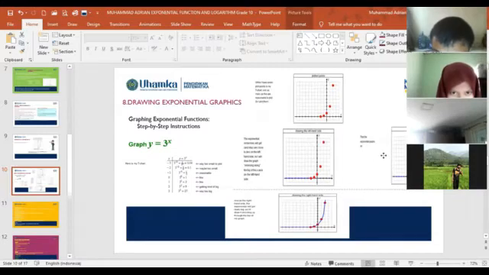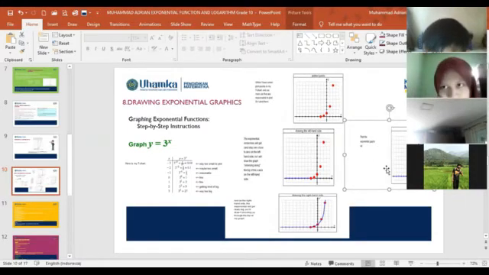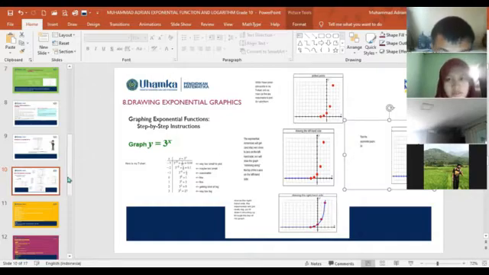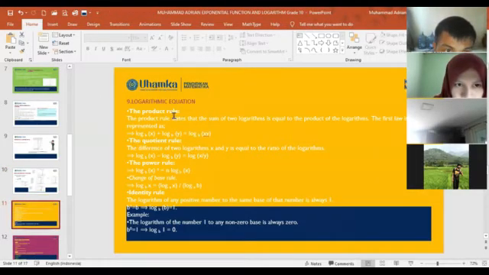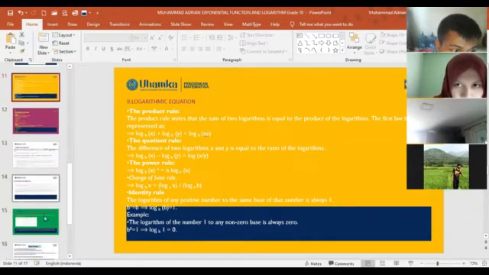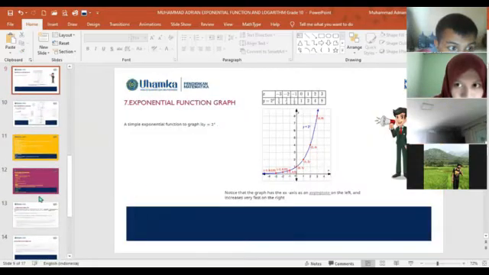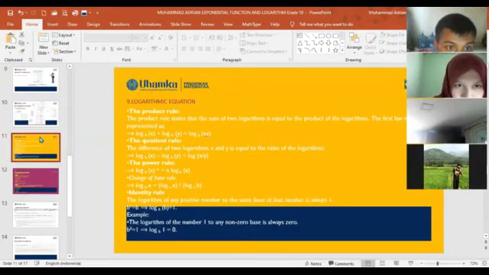After you can finish the exponential graph, graph e equals 3 power x. Number 9.